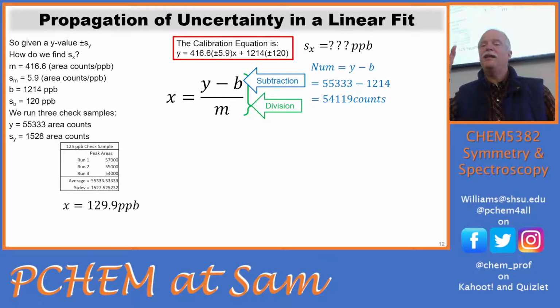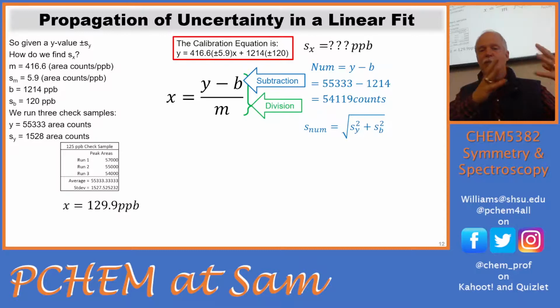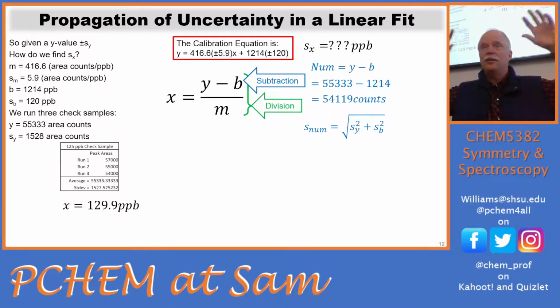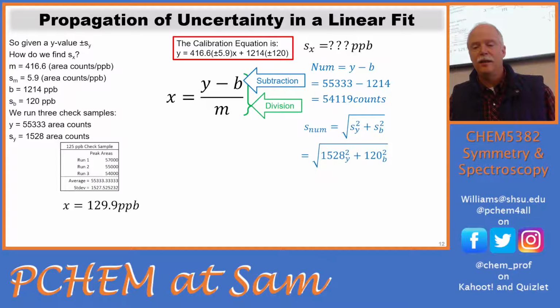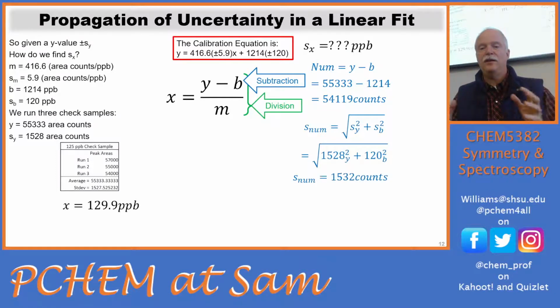Now we can calculate the uncertainty in the numerator using that sum of variances. So we have sy squared plus sb squared. We add those together, take the square root, and that's the s for our numerator. So now we know the uncertainty in our numerator, and that's 1,532 counts. Now we can do the division piece, and I've color-coded this, so this is in green.